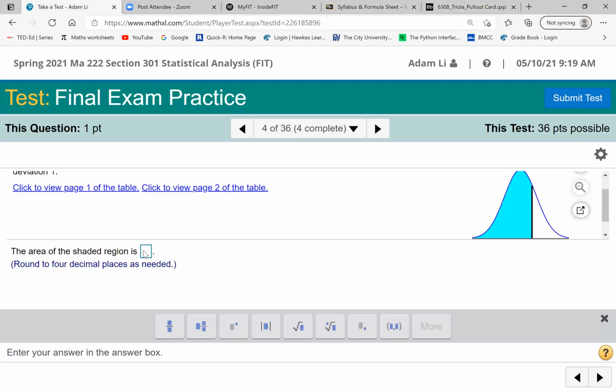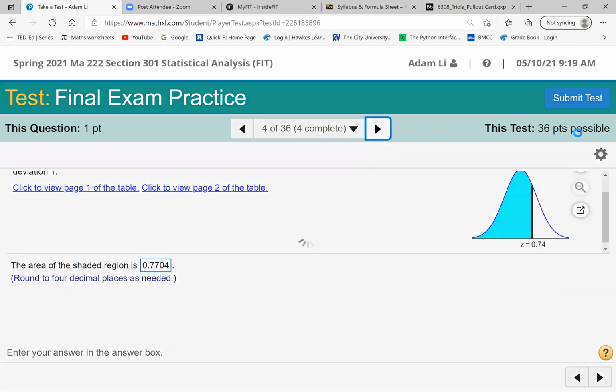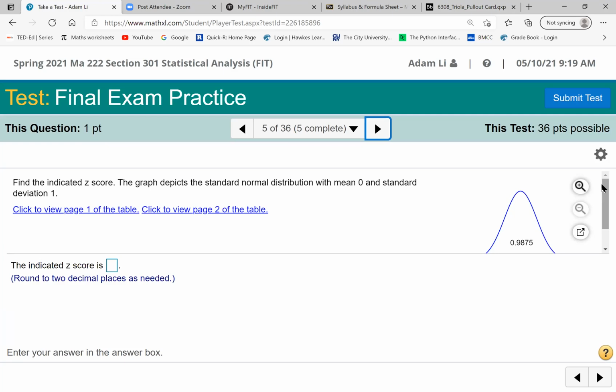0.7704. Okay, so they want area to the left, and the table gives us exactly the area to the left. So that will do it.